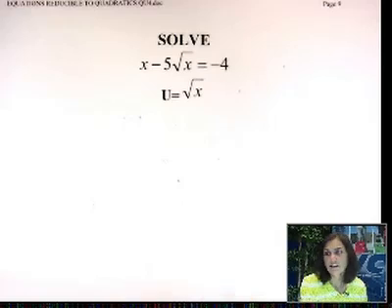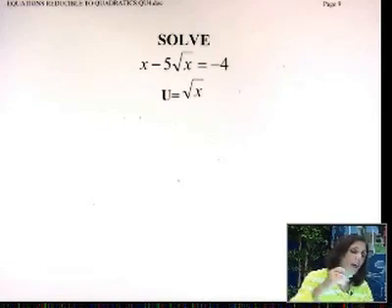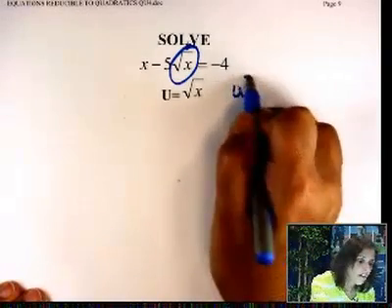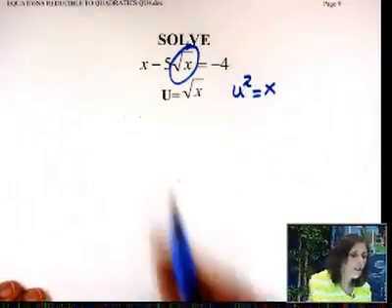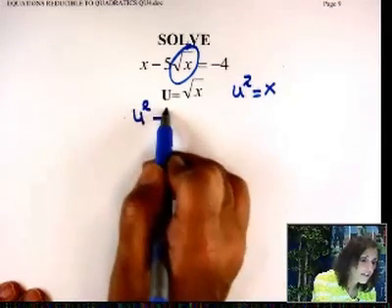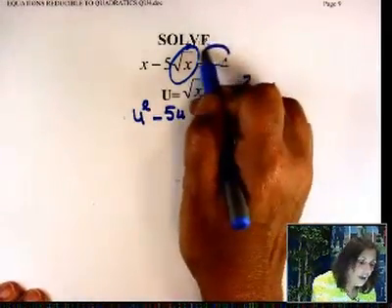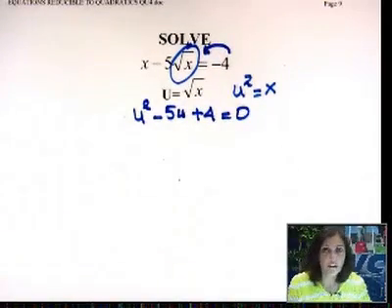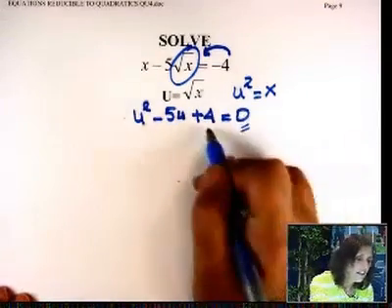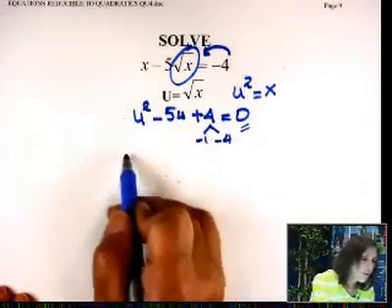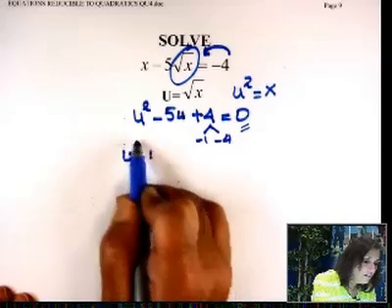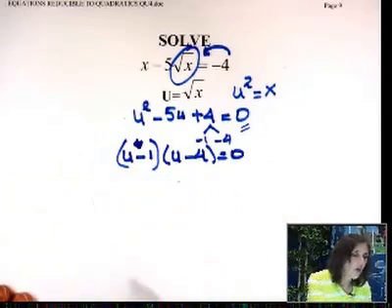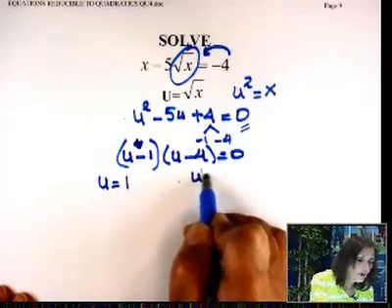U equals rad x. How do I know that? You kind of know how that works. You just go to this term, and that term actually gives it away. And u squared is x. Okay, so let's go put it in. U squared minus 5u. Now, I have to move this over there. Set it to 0 because I don't do the solving unless I have a 0 on the side. This one is negative 1, negative 4. So I'm going to have u minus 1 times u minus 4. Solve. U equals 1, u equals 4.